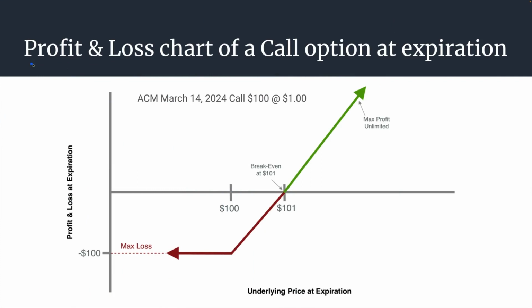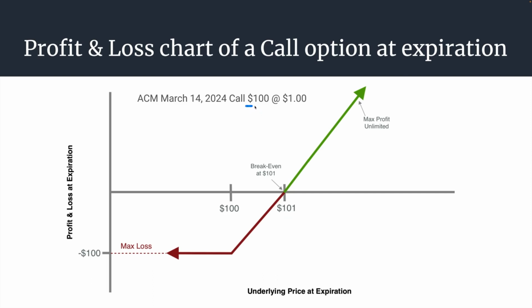Let's look at a profit and loss chart for a call option at expiration. This is what the profit and loss might be if you own the call options contract at expiration. Here on the x-axis, we have different closing prices for our ACM stock on March 14th, 2024. We don't really know what the closing price of ACM will be on March 14th, so what we're doing is projecting and learning about the different scenarios based on what ACM might be on March 14th.